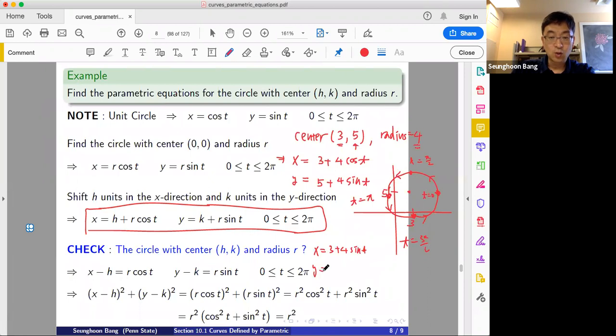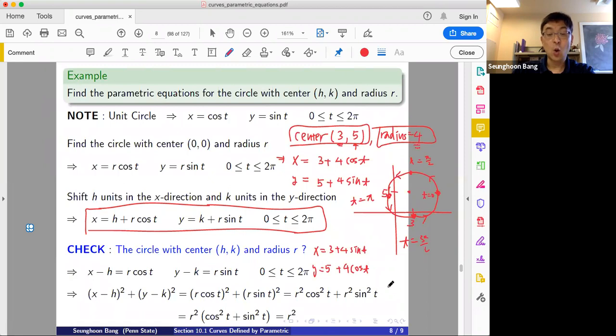The y equals 5 plus 4 times cosine of t. So what happens? You can use the same method: subtract 3 from both sides, subtract 5 from both sides, square both sides, and add. We have the same thing exactly. Center (3, 5), radius 4. You can interchange sine and cosine.